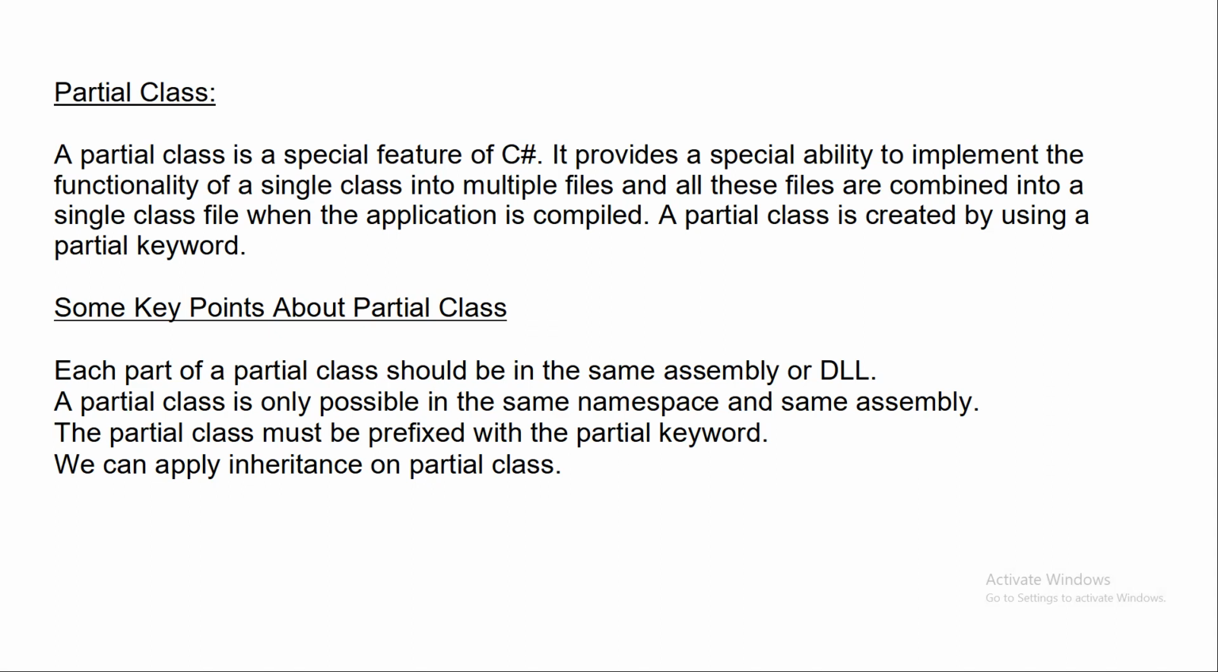In that scenario, suppose you are supposed to write two methods and I am supposed to write two methods, and both should belong to the same class. The class is the same, but due to time constraints they told us, hey, you write two methods and another person writes two methods. But how? They use this concept of partial class.